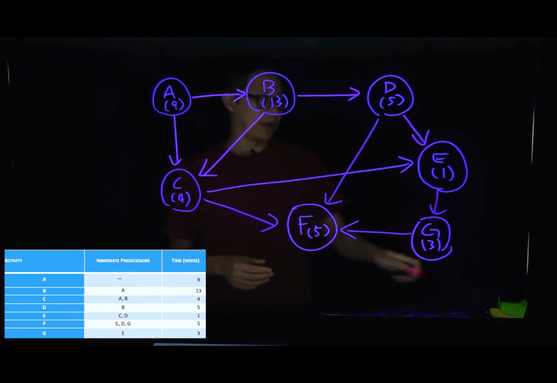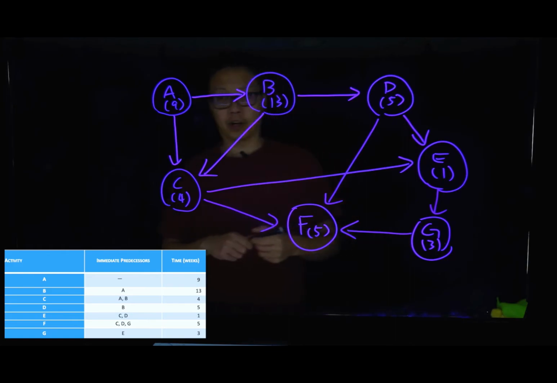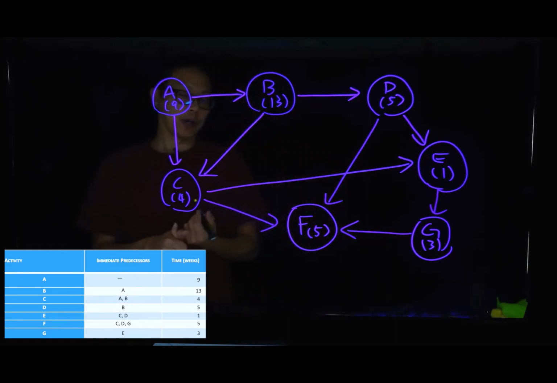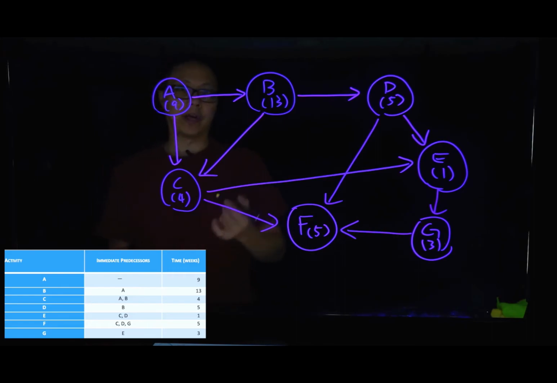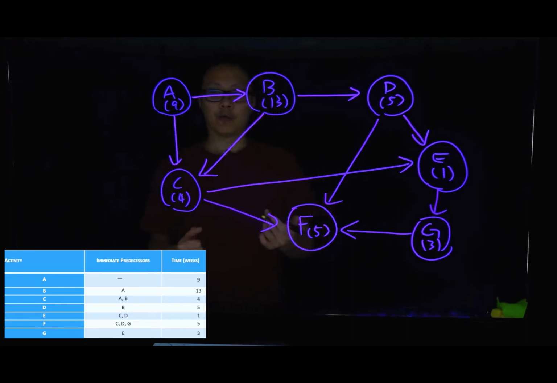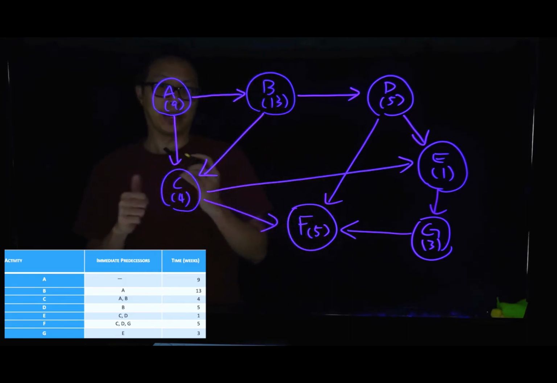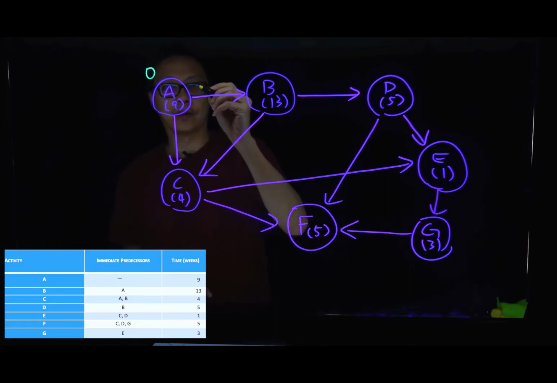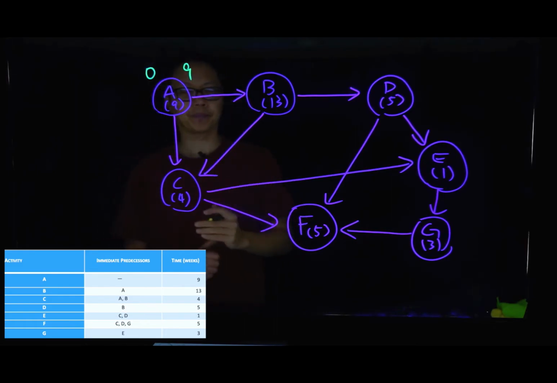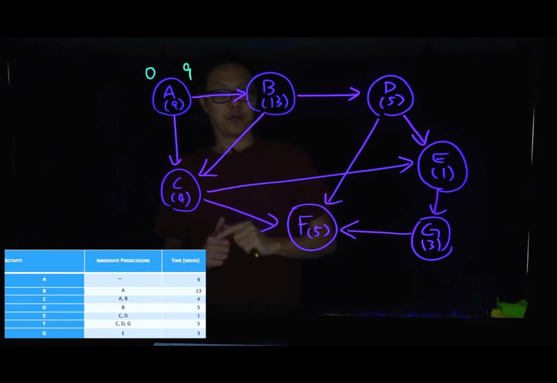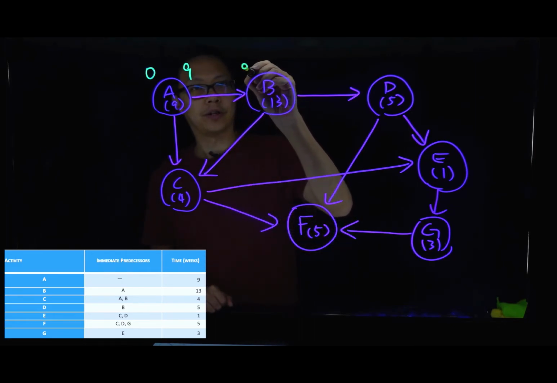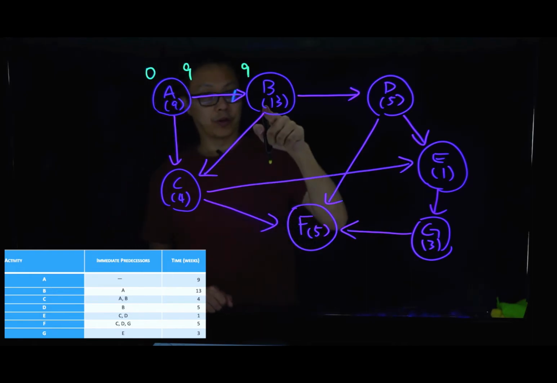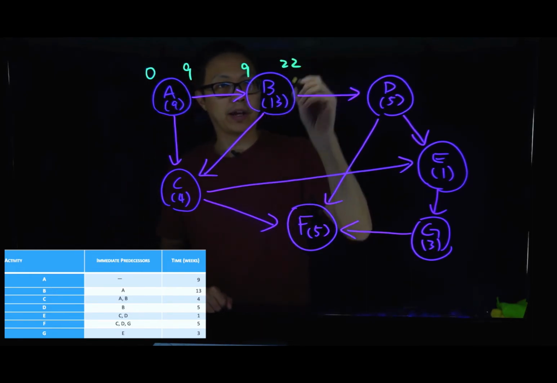Then the next step, again, we need to figure out the early start time and the early finish time. Remember, we always want to start from the first node, and the initial node here will be A. How can you identify the initial node? We find out the node that does not have any connection connected to it. Okay, so A will be our starting point. We start from 0, and the early end time will be 9. Then we can move to B. The early start time is 9, duration is 13, so we can finish B at time 22.